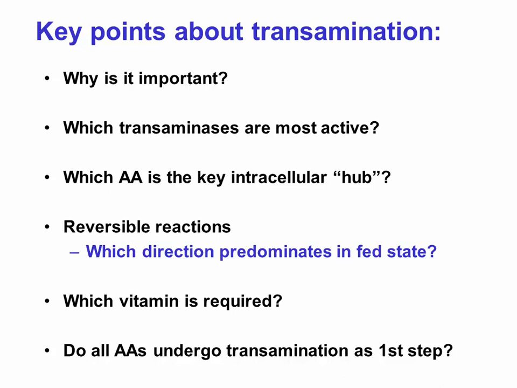So the two that do not undergo transamination as the first step are lysine and threonine. If you look in the Stepanek textbook, you'll see all sorts of interesting pathways for their catabolism, and I'm not going to ask you about them. They're highly convoluted. Both of them, at some point in their degradation, do have a transamination reaction way down the line. So, do all amino acids undergo transamination as the first step? The answer is no. Lysine and threonine do not.